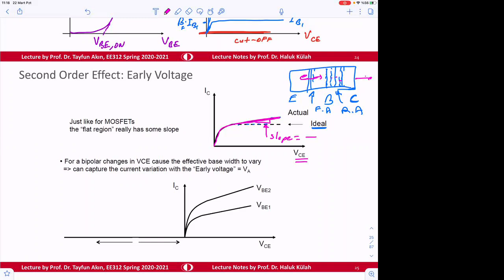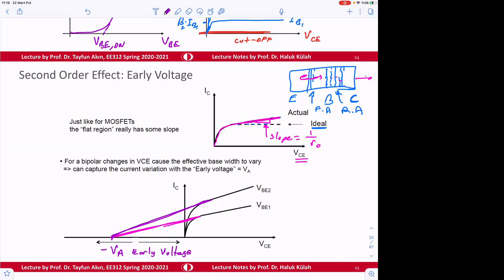Slope is going to be called 1/RO. Okay, and then when we look at this device for different cases, this is going to be maybe here, and then when you have this thing, this is going to be like this, and the point where they all cross here is called early voltage. Okay, early voltage.